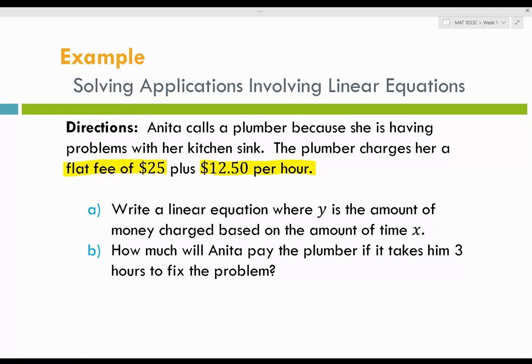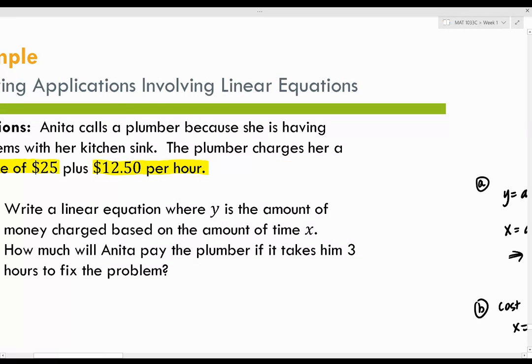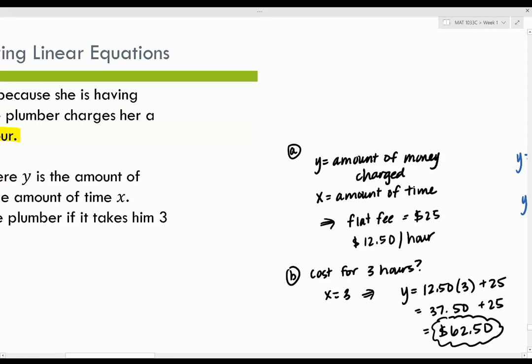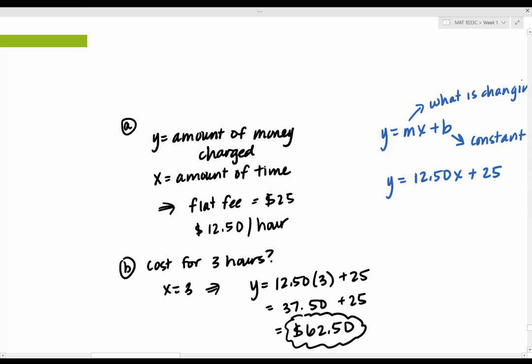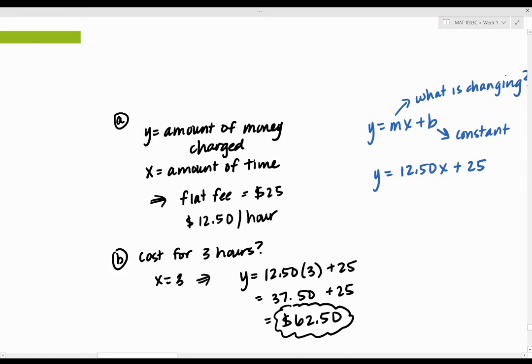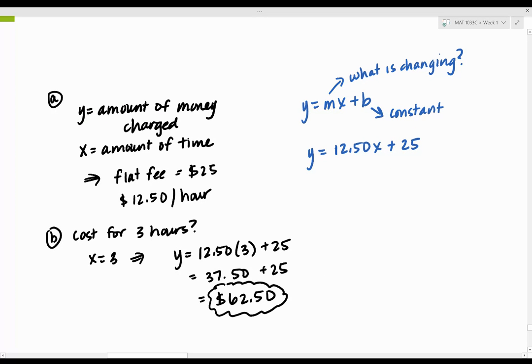Okay, so for part A, if they want us to write a linear equation where y is the amount of money charged based on the amount of time x, we first need to identify those two variables that they want us to use. So the problem says that y equals the amount of money charged and x equals the amount of time. So we have those two variables we're going to use. And the problem told us that the plumber is going to charge a $25 flat fee, and he's also going to charge $12.50 per hour.